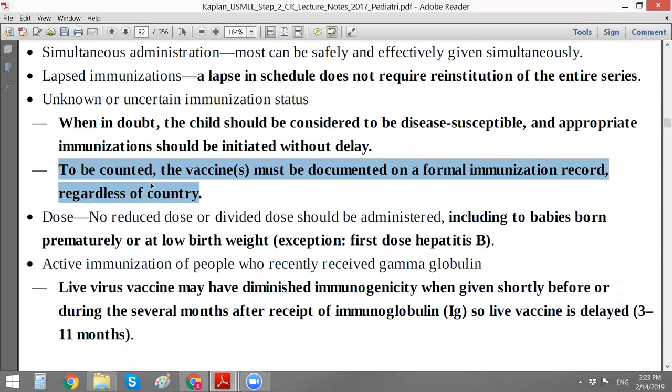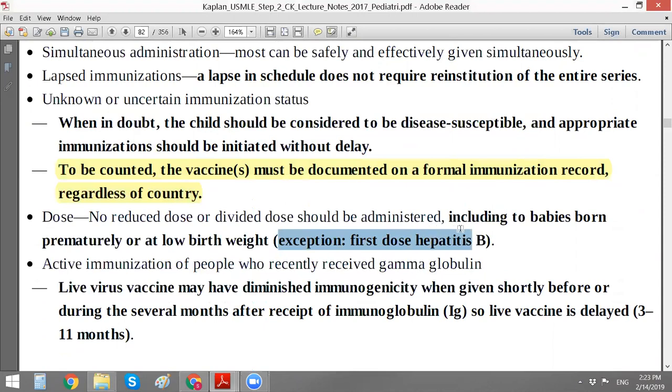Okay, so this is important. Dose: no reduced dose or divided dose should be administered, including to babies born prematurely or at low birth weight. The exception is the first dose of hepatitis B. So this one can be a reduced or divided dose, something like that.